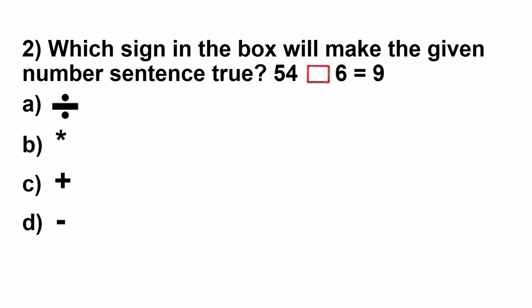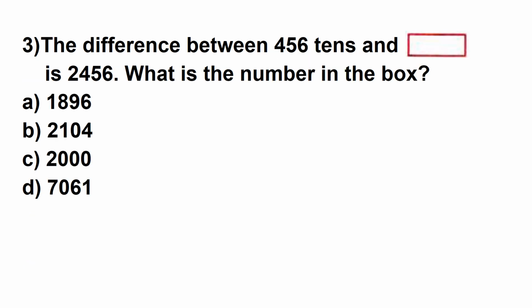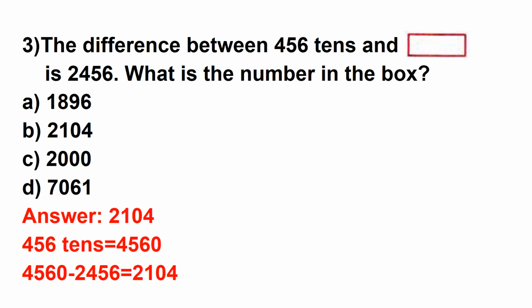Which sign in the box will make the given number sentence true? So what symbol should come in the box? So the right option is A. The difference between 456 tens and dash is 2456. What is the number in the box? Right option B.